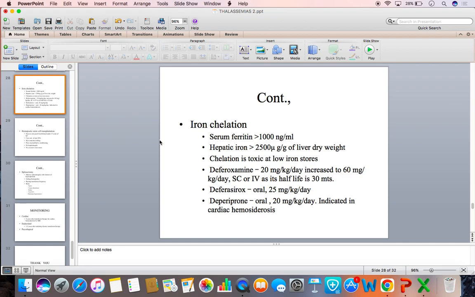The commonly used, well-tested drug is deferoxamine, given at 20 milligrams per kg body weight per day, increased to 60 milligrams per kg per day, given subcutaneously overnight. Okay. Deferasirox is an oral drug given at 25 milligrams per kg per day. Deferiprone is given for cardiac hemosiderosis. It is orally administered in a dose of 20 milligrams per kg per day.